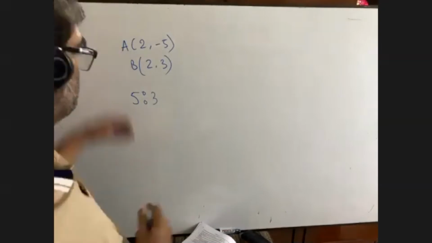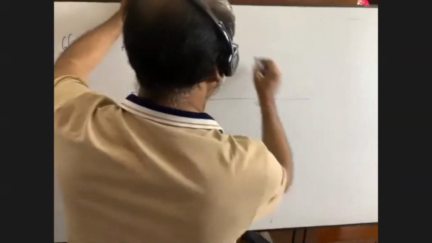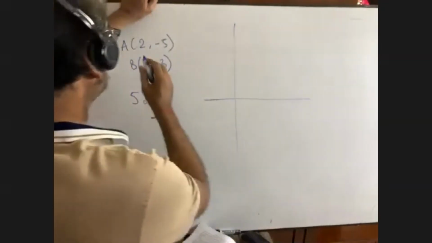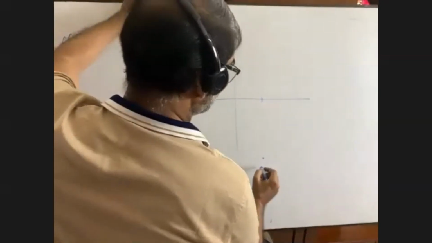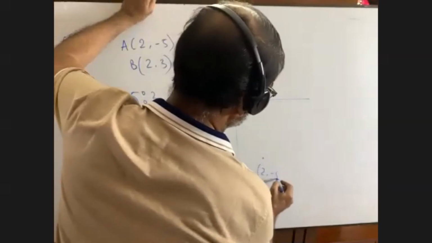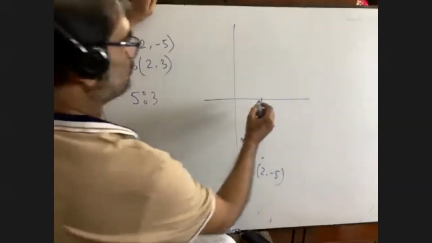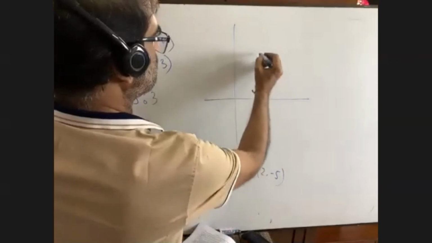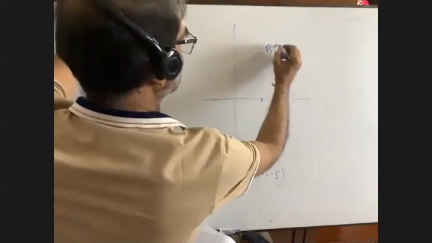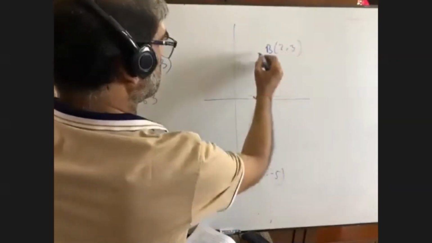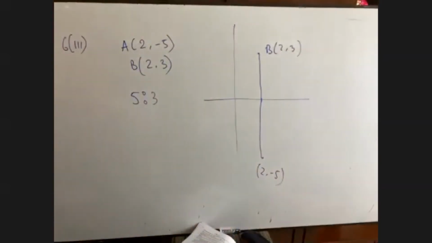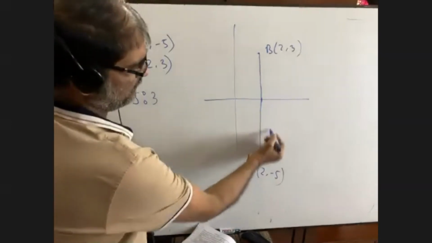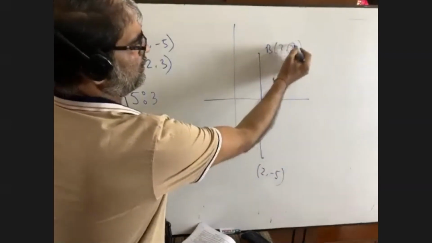Have you got me? Actually, what did Sir tell here? Please try to understand. A is (2, minus 5). Suppose minus 5 is this, so it is (2, minus 5). Then B is (2, 3). This is B. So this is the part. So anybody can tell that it is 5:3. This is 5 and this is 3, because this is the ordinate.